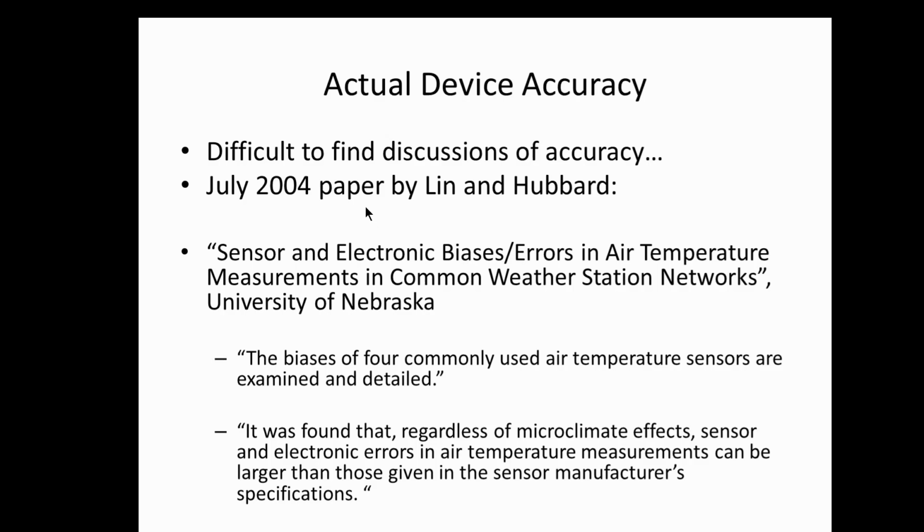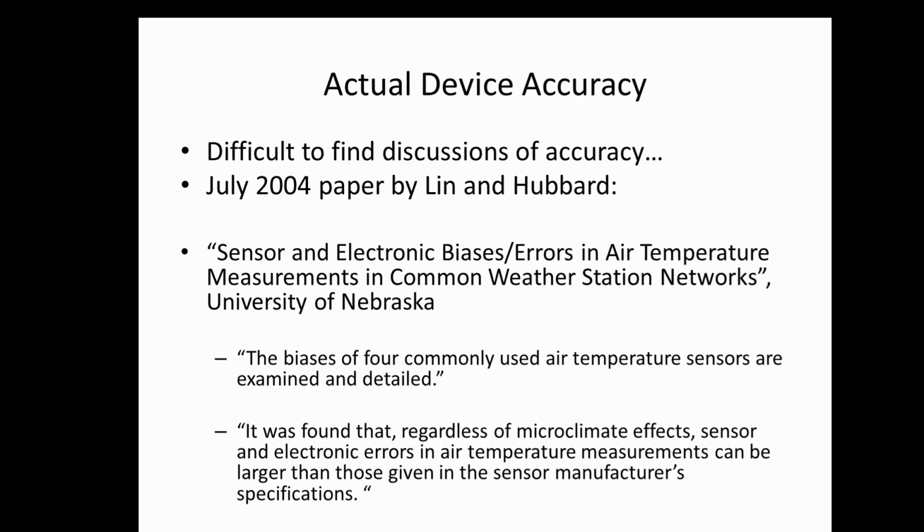So my next question was, okay, we assumed that the devices were randomly inaccurate. What about actual device accuracy? What can we find about the actual accuracy of devices in the real world? It was difficult. I tried to do some searches to find discussions of actual device accuracy. It's real difficult, and that's got me kind of scratching my head. Why is it so difficult to find discussions of climate device accuracy?